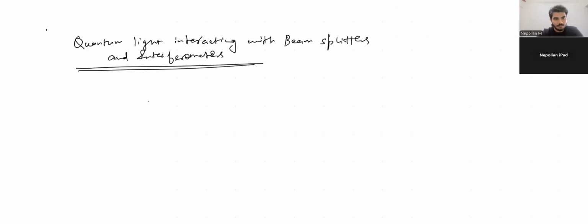Hello everyone. Our group is Group 7 and our topic is quantum light interacting with beam splitters and interferometers. So first of all, what is quantum light? In our project, we are mainly dealing with a single photon light source. So that is our quantum light in this case.